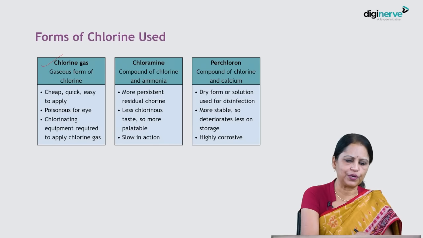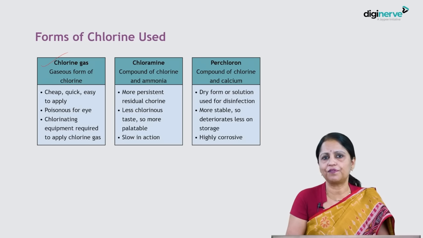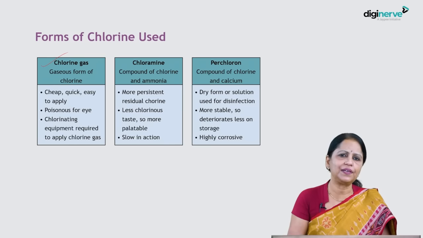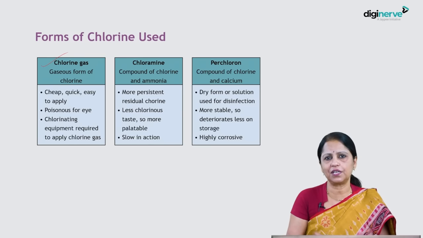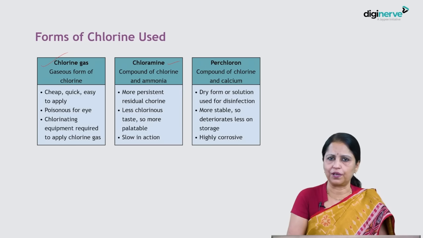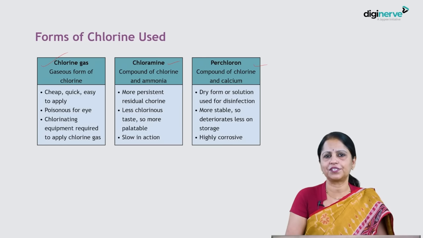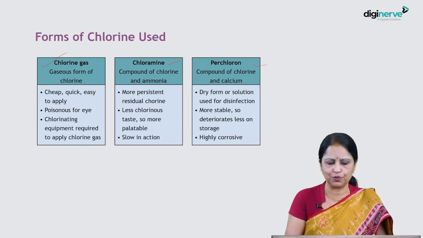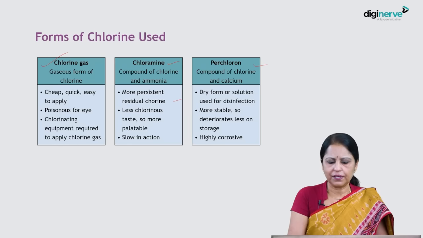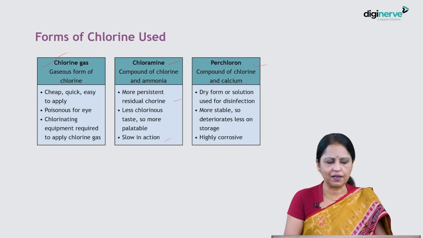So the forms of chlorine that can be used for chlorination. We can use chlorine gas. Remember, we were talking about purification on a large scale. Chlorine gas is the gaseous form of chlorine, but it is very irritant to the eyes and it needs a special instrument, the chloronome, to apply the gas. So this is not very feasible. Then there is chloramine, which is a compound of chlorine and ammonia, or there is perchlorone, which is a combination of chlorine and calcium. So these can be used. They provide more persistent residual chlorine and less chlorinous taste, so more palatable, but they are slow in action, yet they are good.